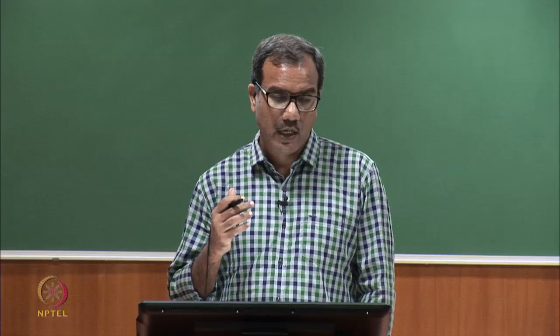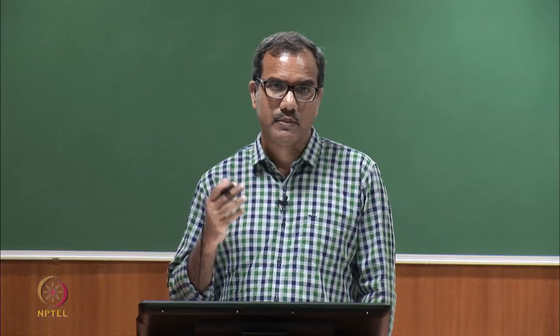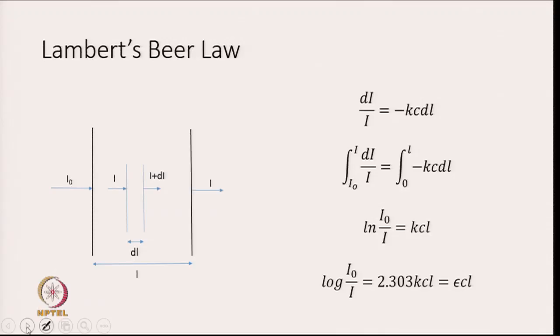So, the numerical expression of absorbance is given by Lambert's Beer law. Now look at this, suppose this is your cuvette containing the sample. You are sending light whose intensity is I naught, and when this light passes through the sample, it gives you intensity I. The rest of the intensity is absorbed by the sample.